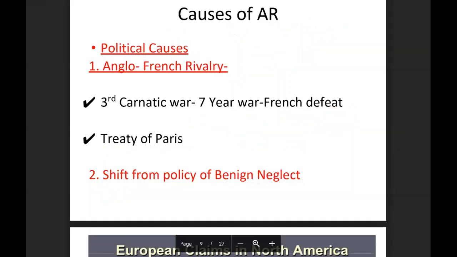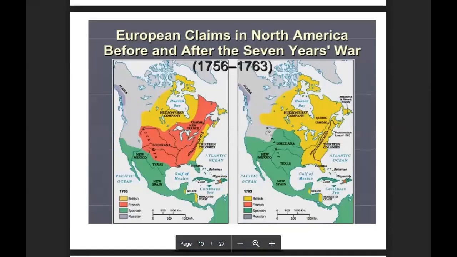Now I'll show you a map. We are seeing European claims in North America before and after the Seven Years' War. The Seven Years' War was the third Carnatic War. It ended in 1763, as I told you, and it started in 1754 or 1756. Now you see, whatever is in red before the war was French. After the war, you see there's no French at all. The blue is Britain. Before, Britain was only limited to this; now Britain is here.